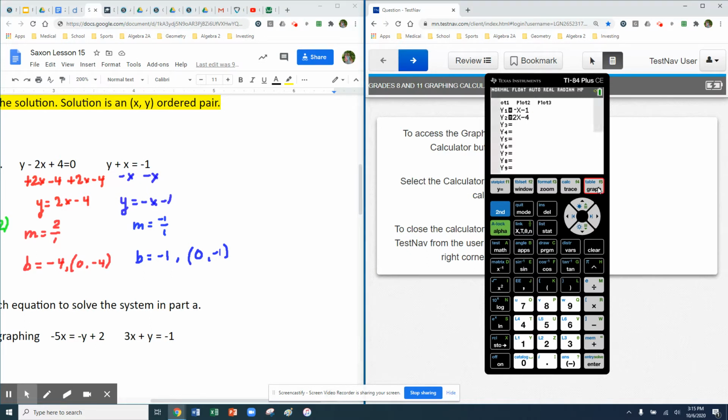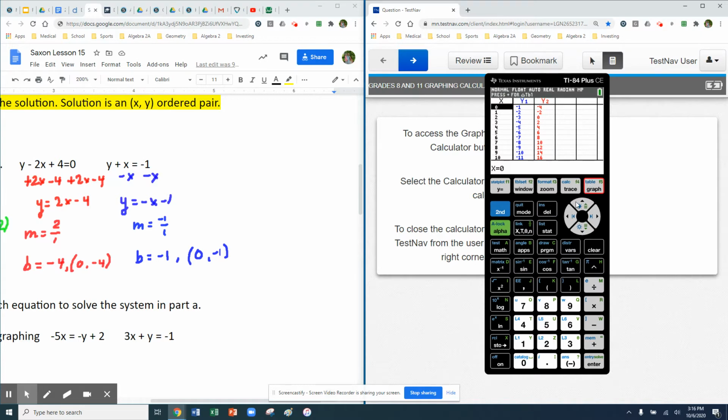Once you have those in, if you do hit graph, it will show a picture just like we drew on our graph in our notes. But what we want to do is look at the table. So we're going to solve this using a table. If you go to second graph, which you see this table up here, it'll show a table.